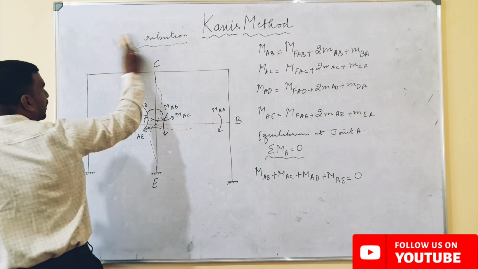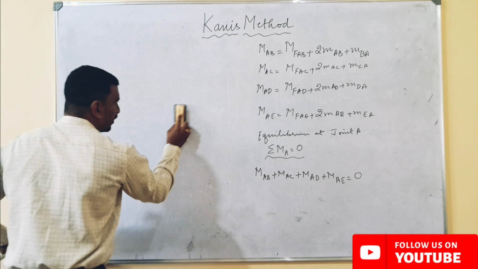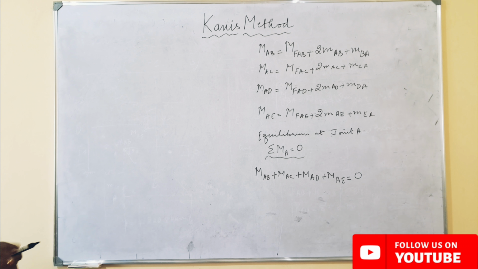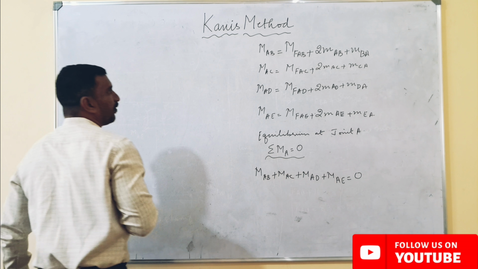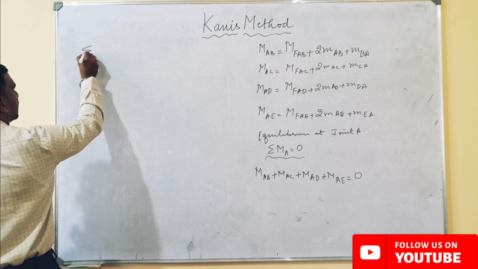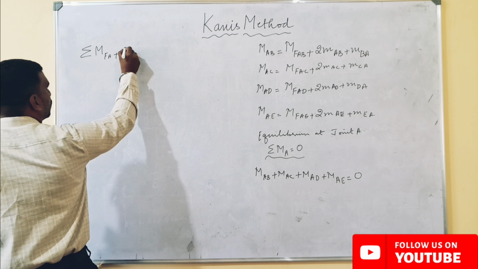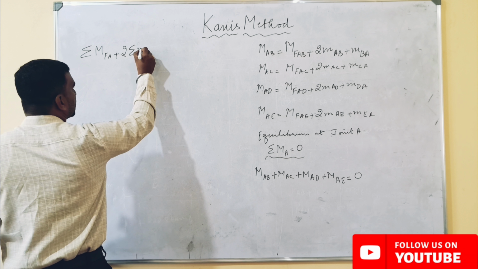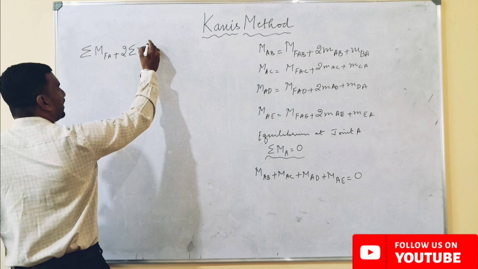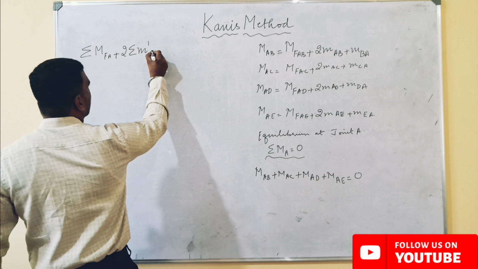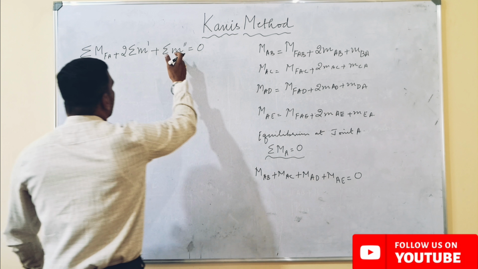So for that, see here, adding all this fixed moment about A to B, we can take it as summation of fixed moment about joint A plus 2 times of summation of all the moments near for the near end, that is sigma M dash, plus sigma M double dash, which will be equal to 0. The same one we have written here.